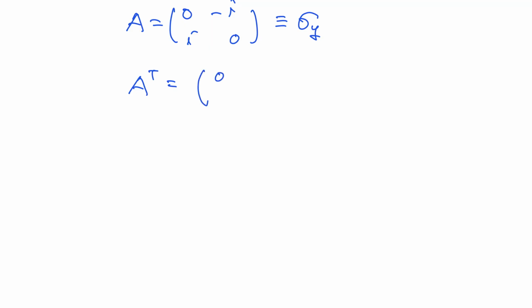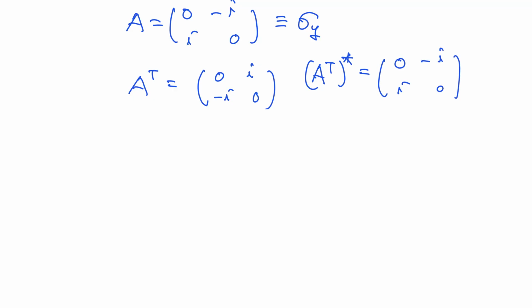So this is 0 i, minus i 0, right? And when you take the complex conjugate, it becomes 0 minus i, i 0, which is A dagger, which is the same as the original matrix A, right? So we call A a Hermitian matrix. Therefore, A is Hermitian.